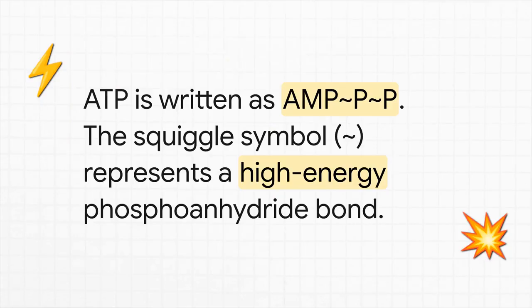And this right here shows you where the magic is. See those two little squiggly lines? Those represent high-energy bonds. Honestly, the best way to picture them is like tightly coiled springs. When the cell needs to do something, say make a muscle contract, it just snips one of those bonds. The spring uncoils, and boom, energy is released to do the work.